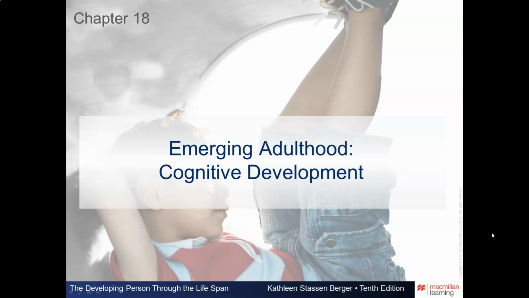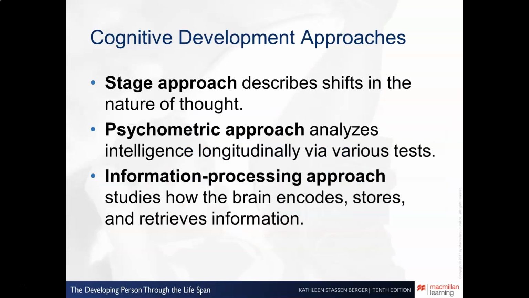In Chapter 18, we'll discuss cognitive development as it occurs in emerging adulthood. So in regard to cognitive development, there's a few different approaches that psychologists have utilized in discussing, understanding, or analyzing cognitive development. The first of these is called the stage approach.